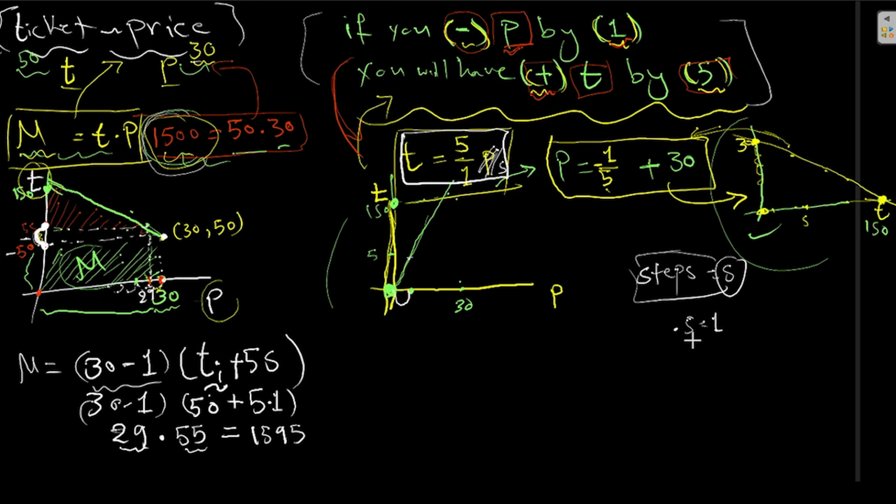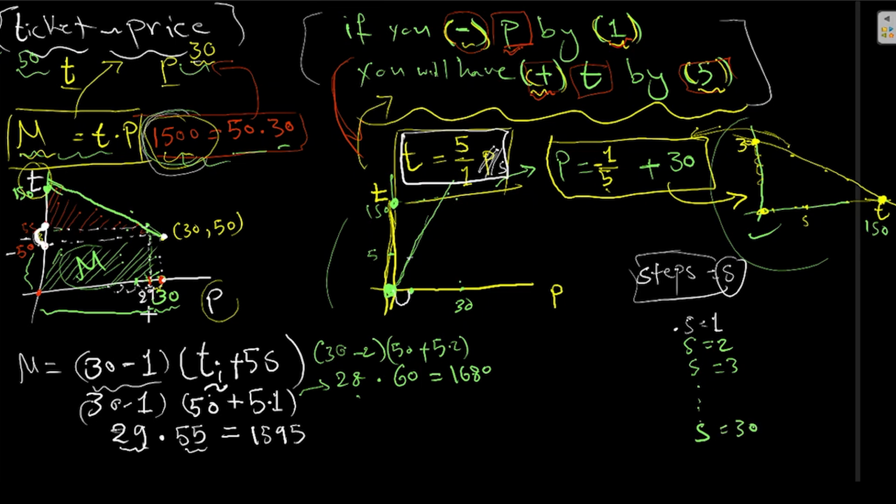Okay, how about S is equal to 2? And that will be 1680, and so on and so forth. So you can do that, exhausting all the number of steps. What is the maximum number S could be? It's 30, because it means I have exhausted all the number. It means it becomes 0. The price becomes 0, in other words.